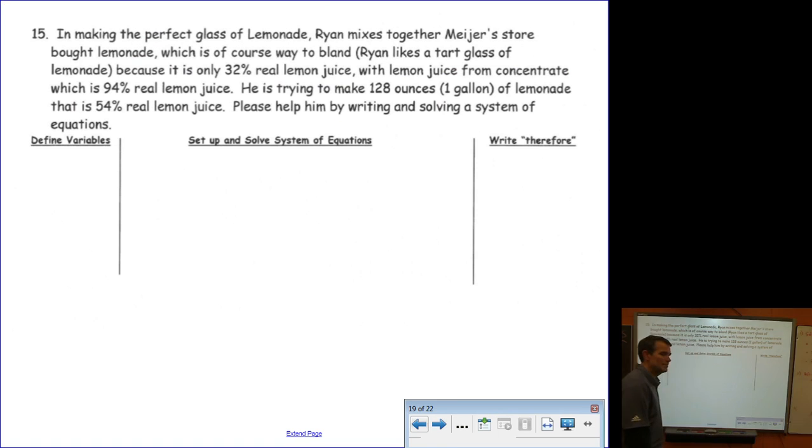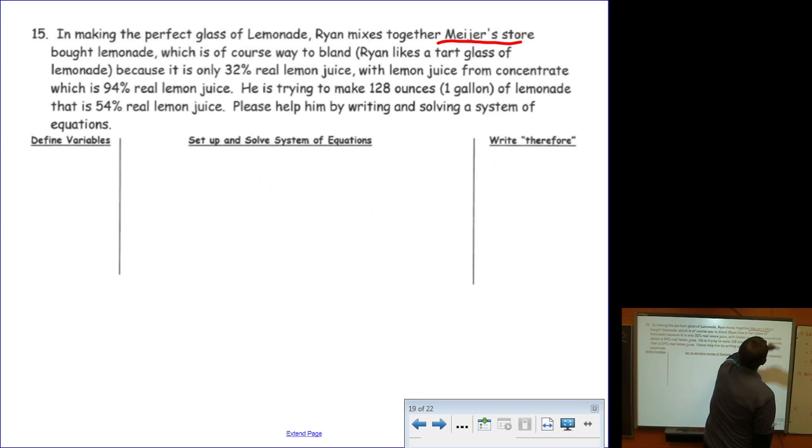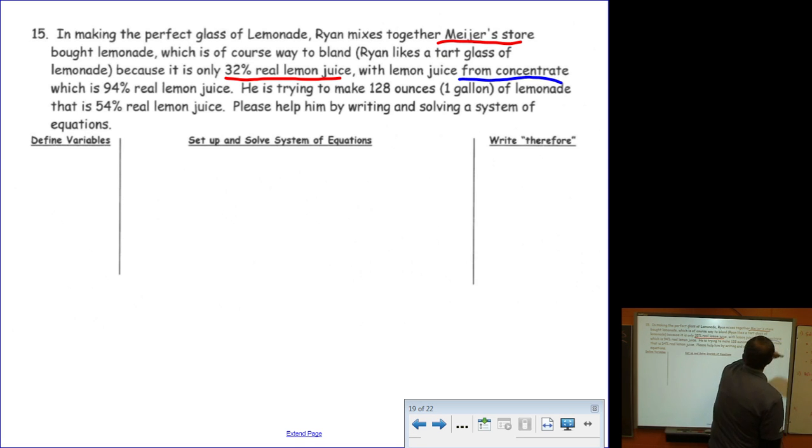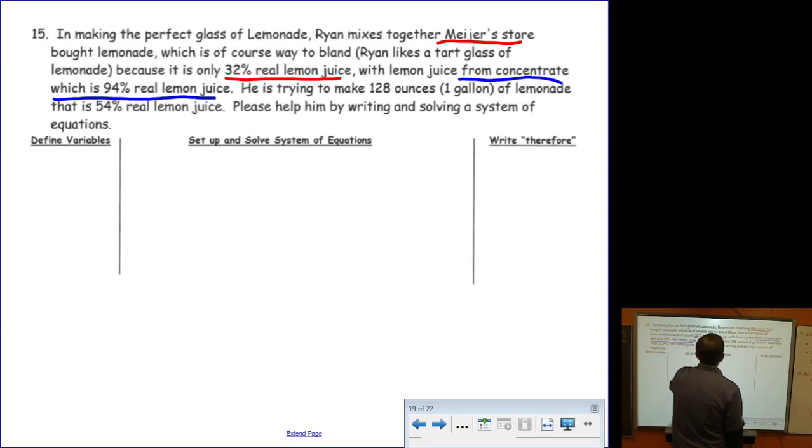All right, that takes us to the lemonade problem. Ryan is mixing together 2 types of lemonade. He mixes together the Meyer lemonade, which is too bland. It's only 32% real lemon juice. So you got the Meyer, which is 32% lemon juice. And then you got the concentrate, which is 94% lemon juice.